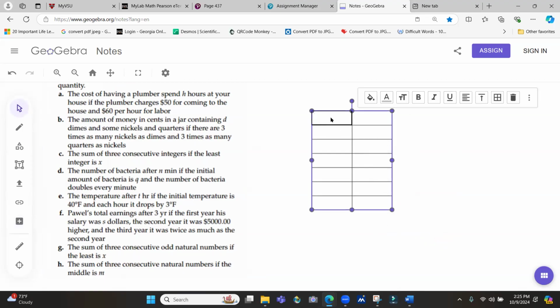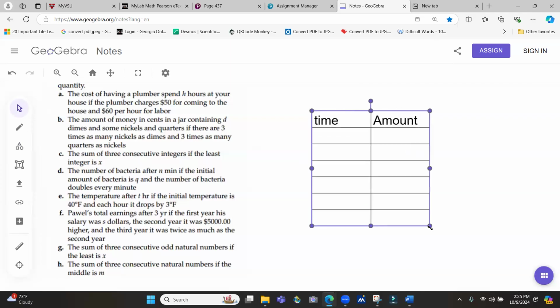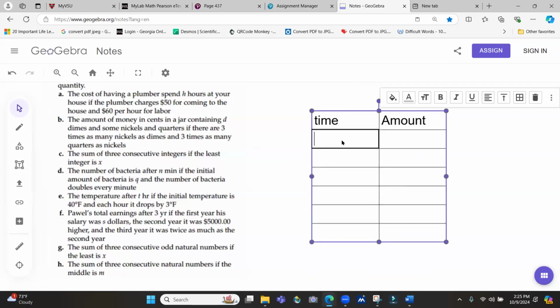This is time. And when you start, it's 0 minutes, and this is the number of bacteria. I'm just going to say amount. Okay, when the time is 0, you just start your clock. You have Q bacteria.